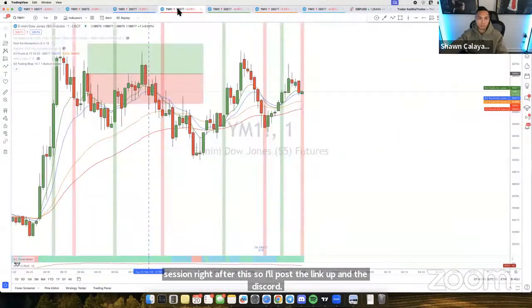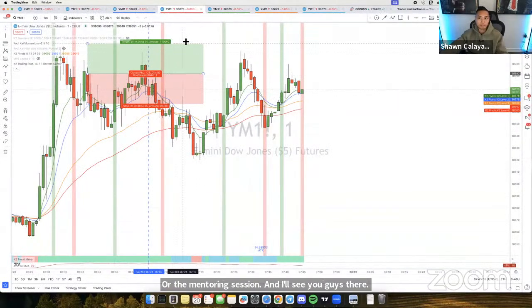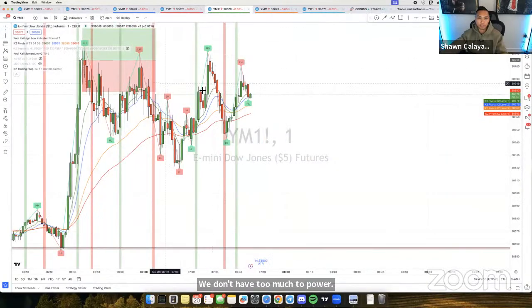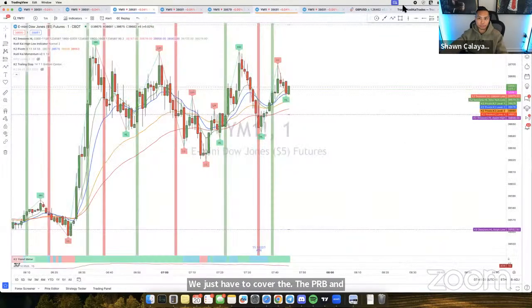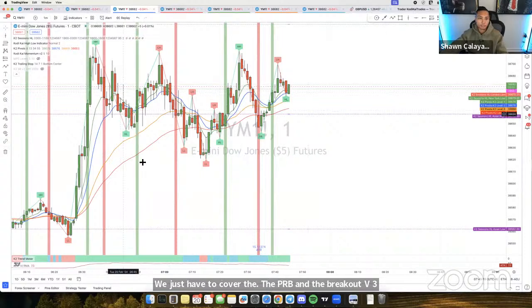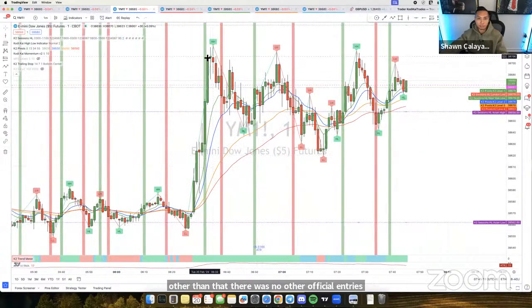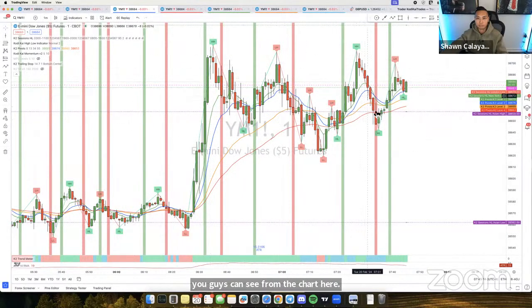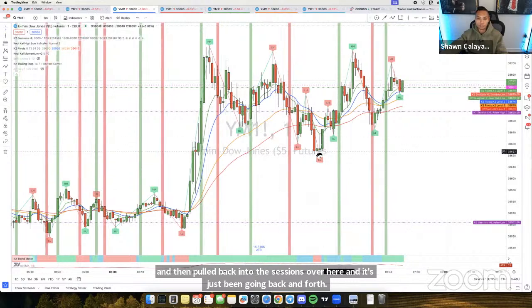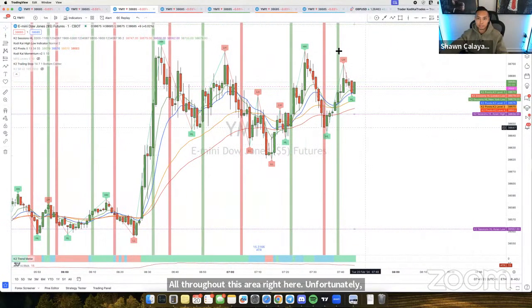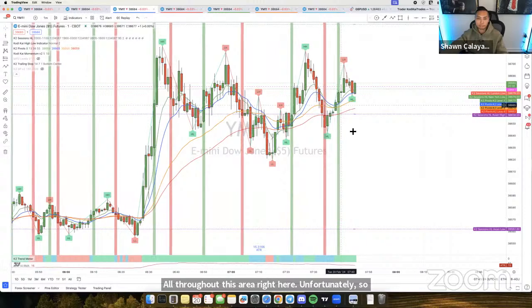We don't have too much to cover. We just have to cover the PRB and the breakout V3. Other than that, there were no other official entries. As you can see from the chart here, there's been nothing for the day. Price pushed up and then pulled back into the sessions over here, and it's just been going back and forth all throughout this area right here, unfortunately. So sideways movement, price has been kind of stuck in this area of manipulation.